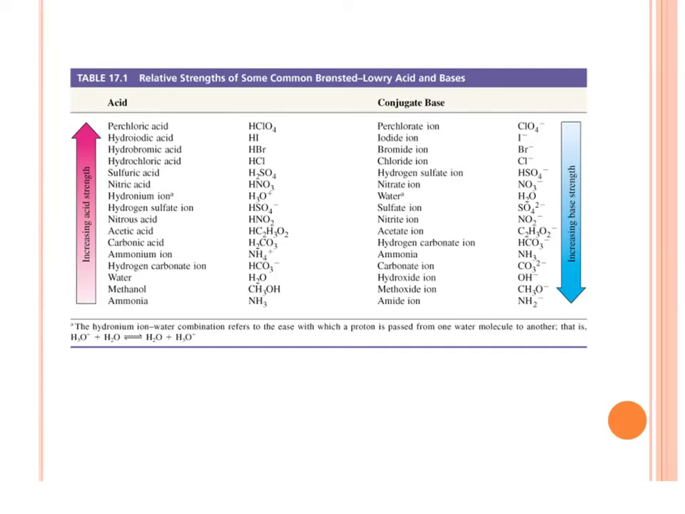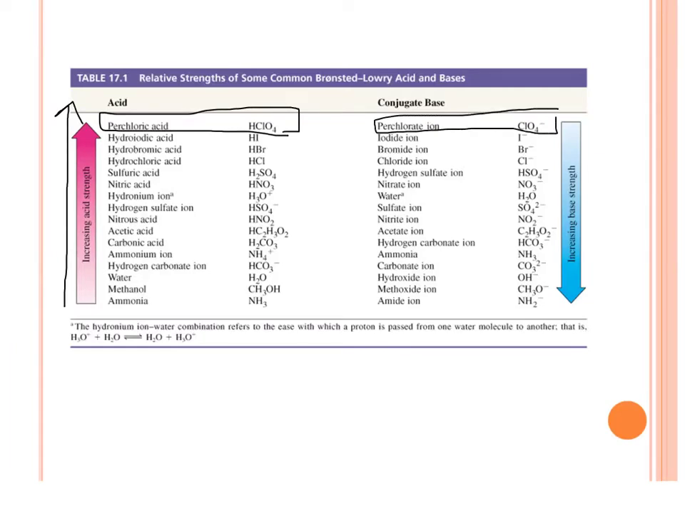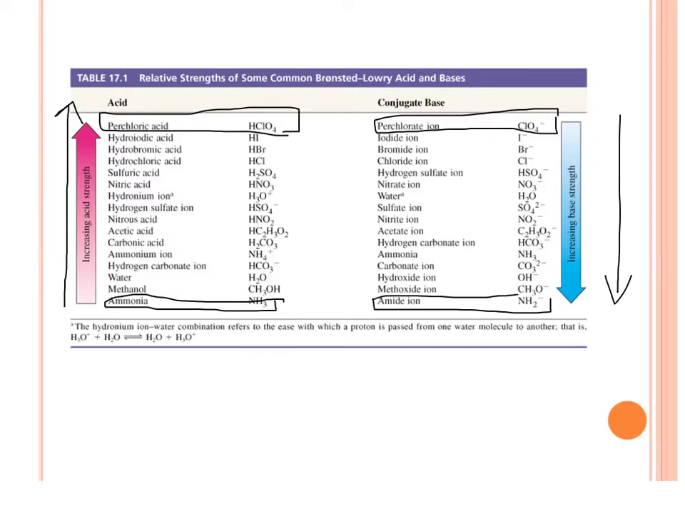This table here then shows you some of the relative strengths of some common Bronsted-Lowry acids and bases. You can see as acid strength increases, something like perchloric acid is a very strong acid. Its conjugate base is very weak. So on this side, increasing conjugate base strength goes down. Something like ammonia is a very weak acid, so the amide ion is a very strong base.